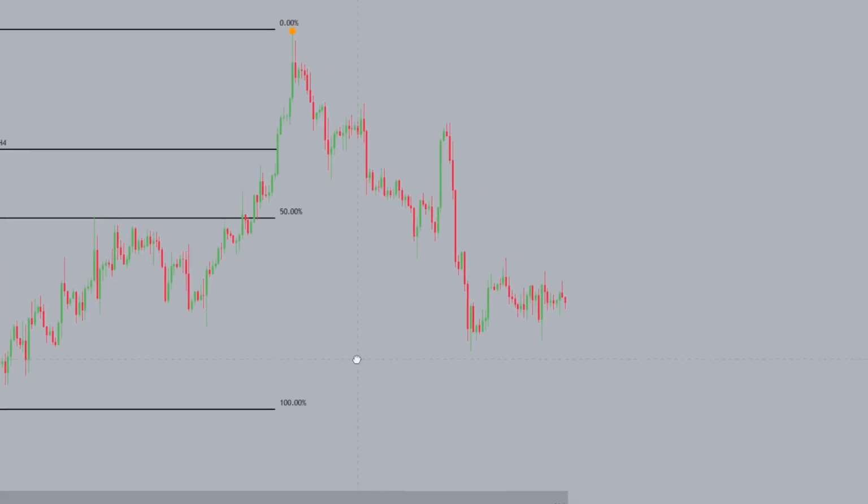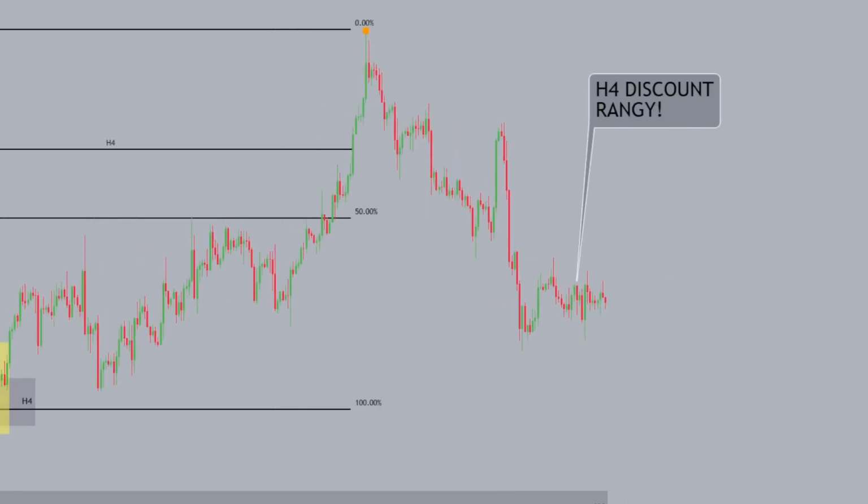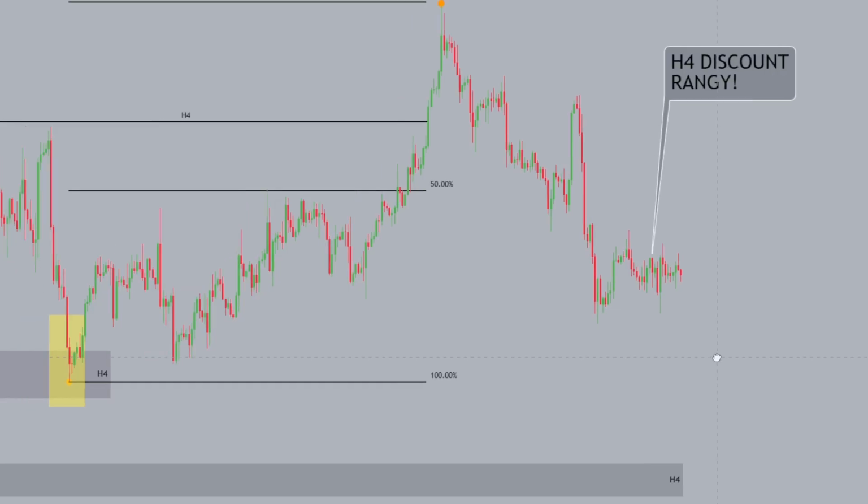So now we are currently sitting in what we call a discounted region. So we have an H4 discount over here. Important to understand, we have an H4 discount or a 4-hour discount, but we are rangy. We're quite rangy from here, right? So my overall outlook on GBP USD is as such.